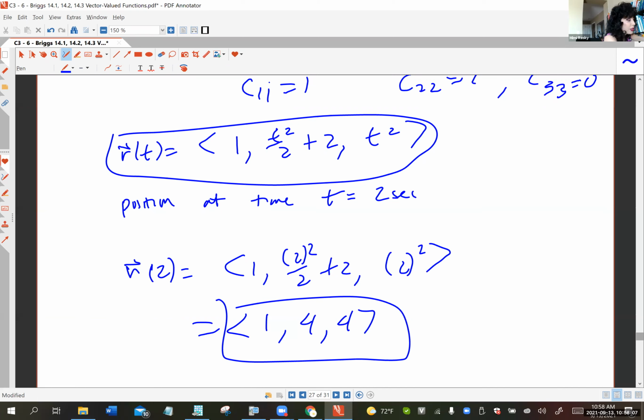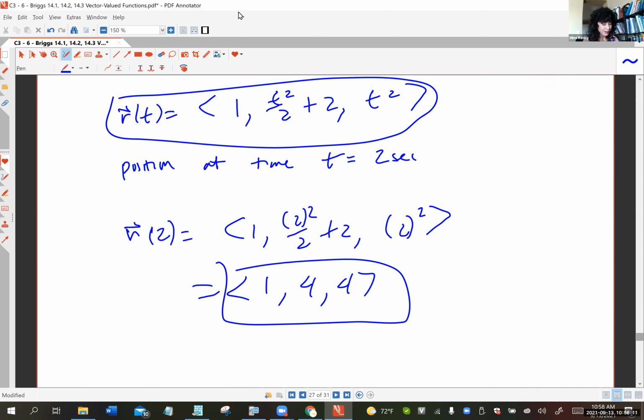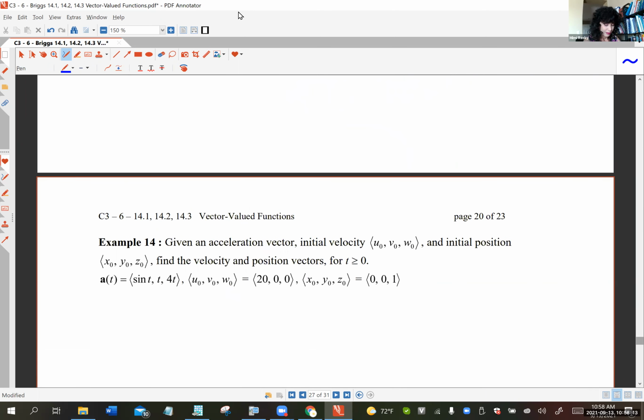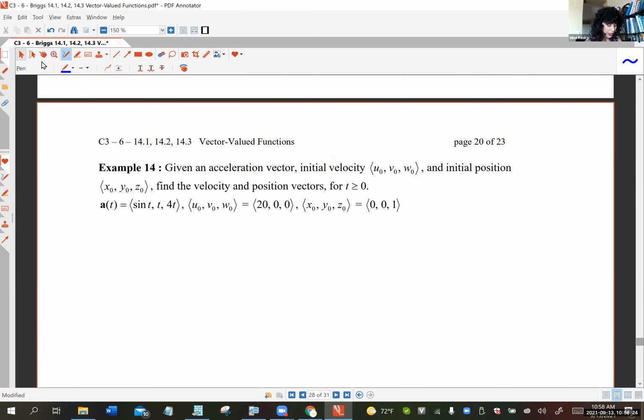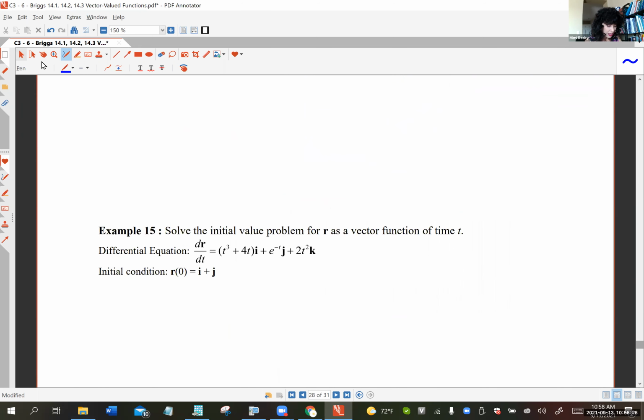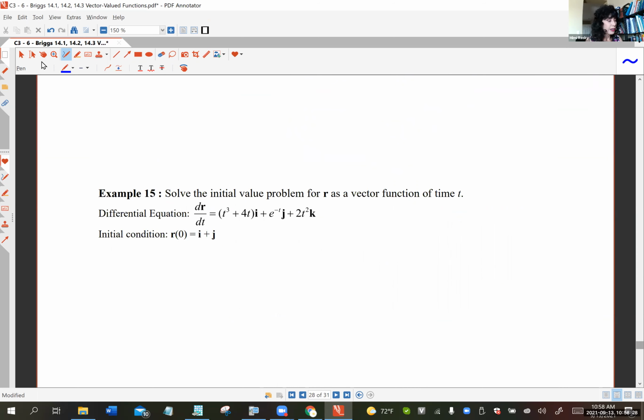Okay, you guys want to try one? Sure you do. I'm going to have you try, let's skip example 14. Let's have you do example 15. I want you and a buddy to try example 15.